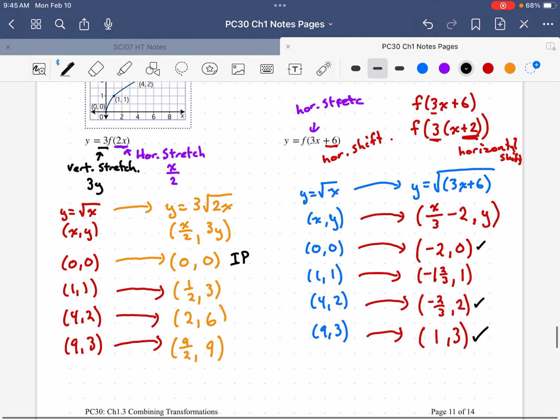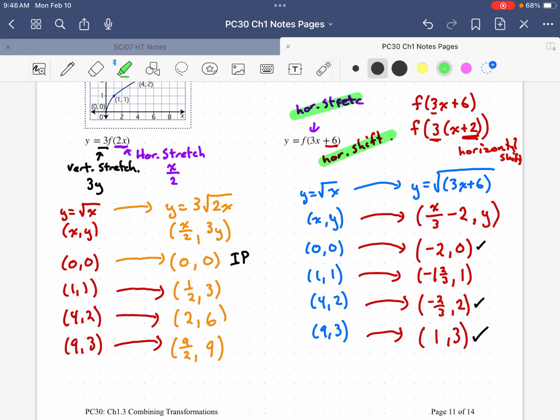All right, so important things to remember. When you're doing multiple transformations, we stretch before shifts, and you need to factor so that the coefficient of x is a 1 in order to determine the horizontal shift. All right, we'll look at an example in the next video.